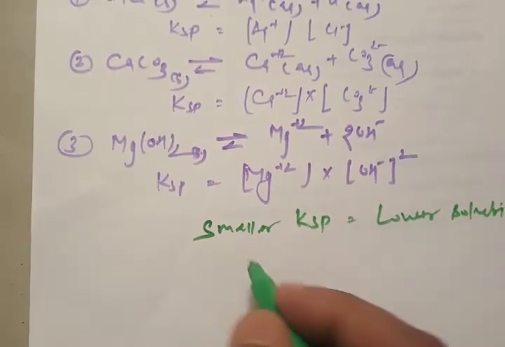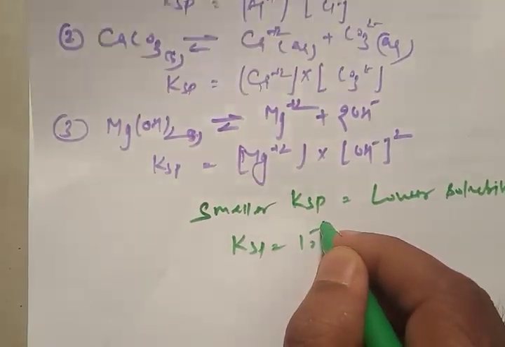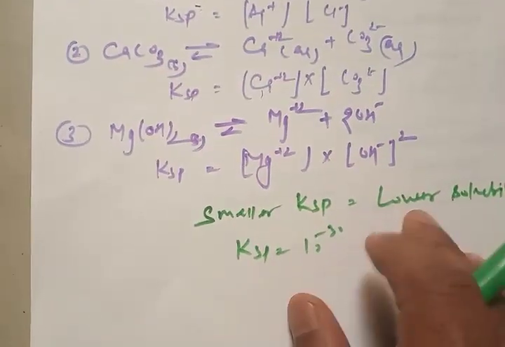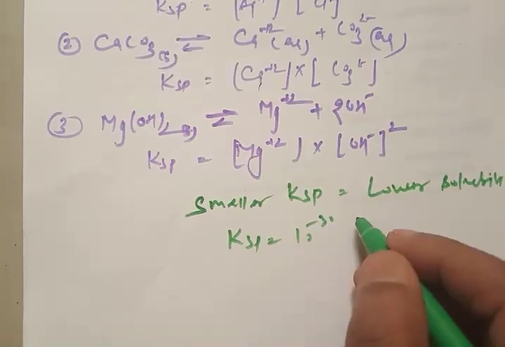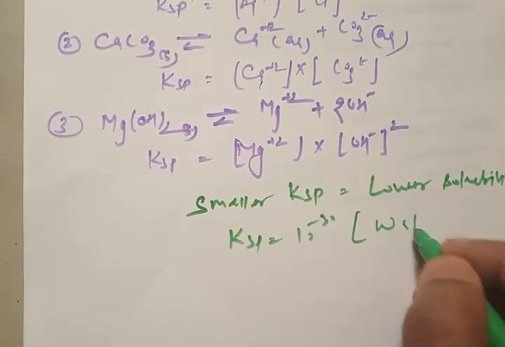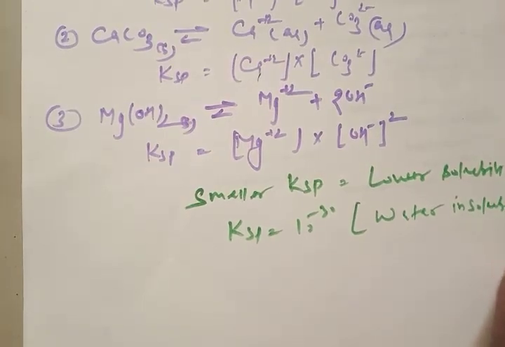So in general I'm giving you data that if Ksp is 10 to the power minus 30, that is practically water insoluble.